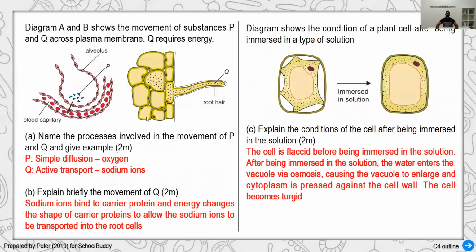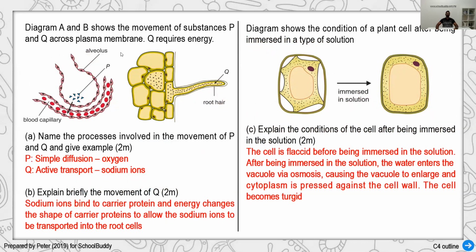Next is more of an application question. You can see that there are two diagrams here, A and B. We have substance P here and substance Q here. The question: name the process that is involved in the movement of P and Q. Before we go further, let me explain what this diagram looks like.